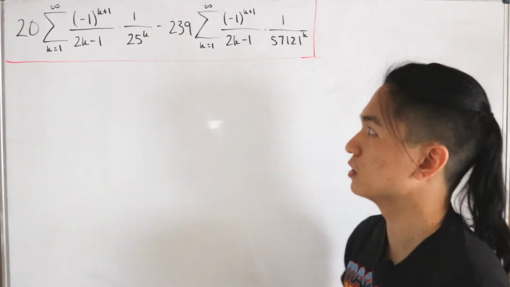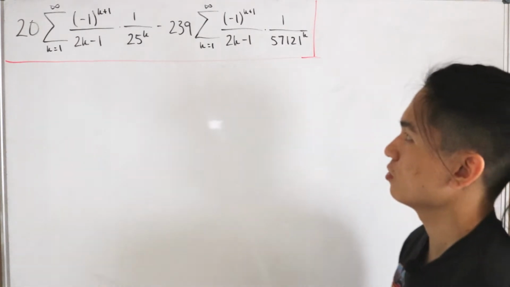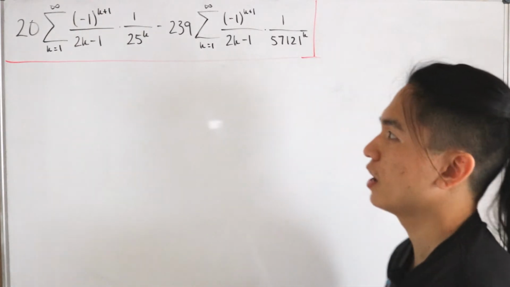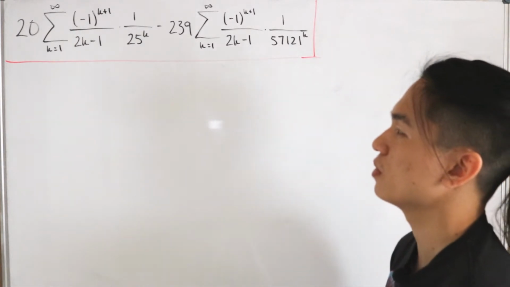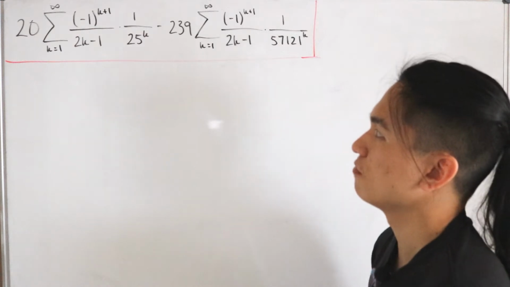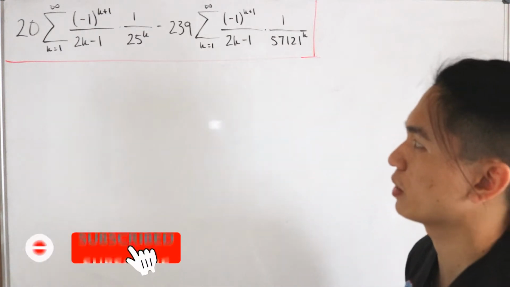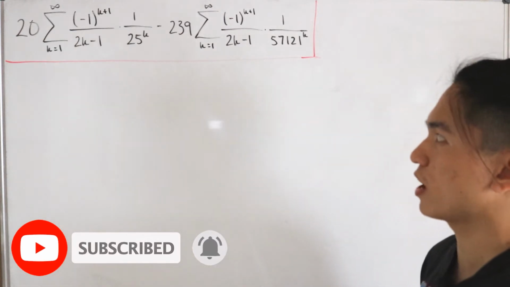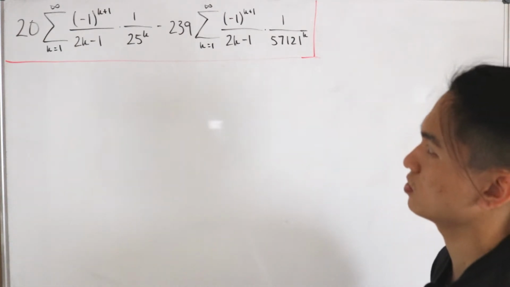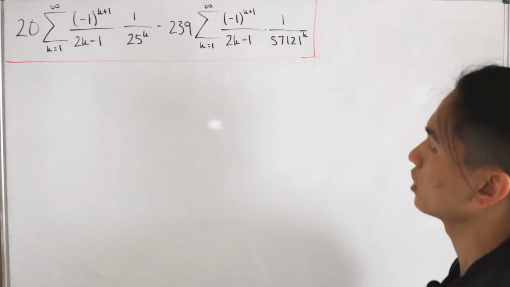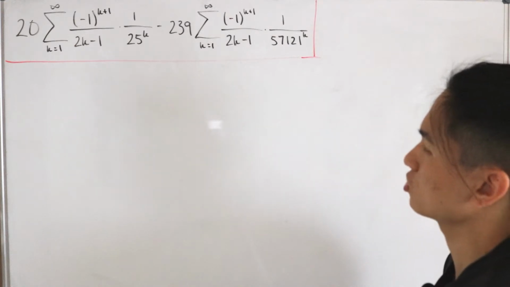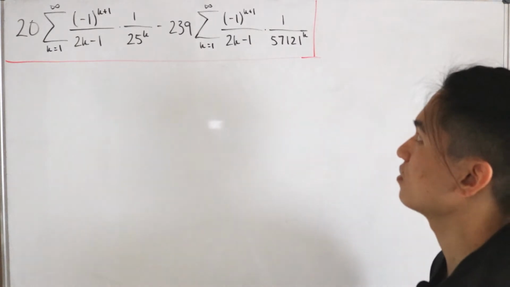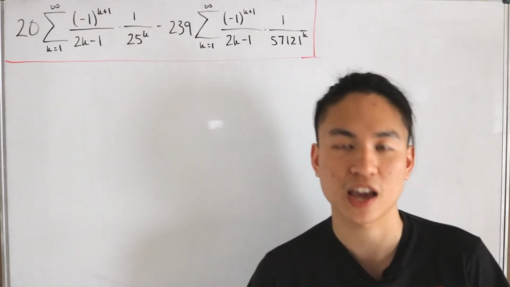Here we have a long difference of sums that we would like to evaluate and simplify. We have 20 times the infinite sum, k equals 1, of (-1)^(k+1) divided by (2k-1), times 1 divided by 25 to the power k. Subtract 239 multiplied by the infinite sum, with the same index as before, of (-1)^(k+1) divided by (2k-1), multiplied by 1 divided by 57,121 to the power k.